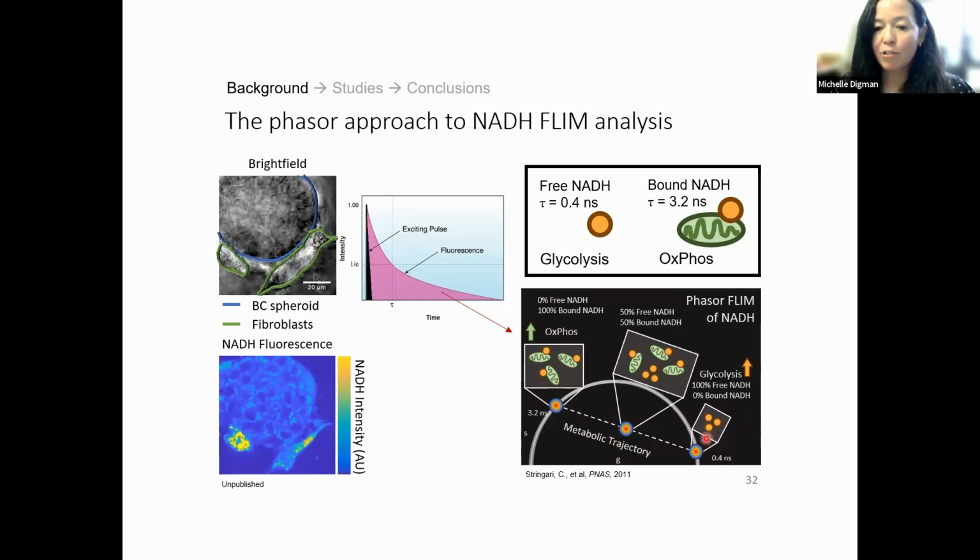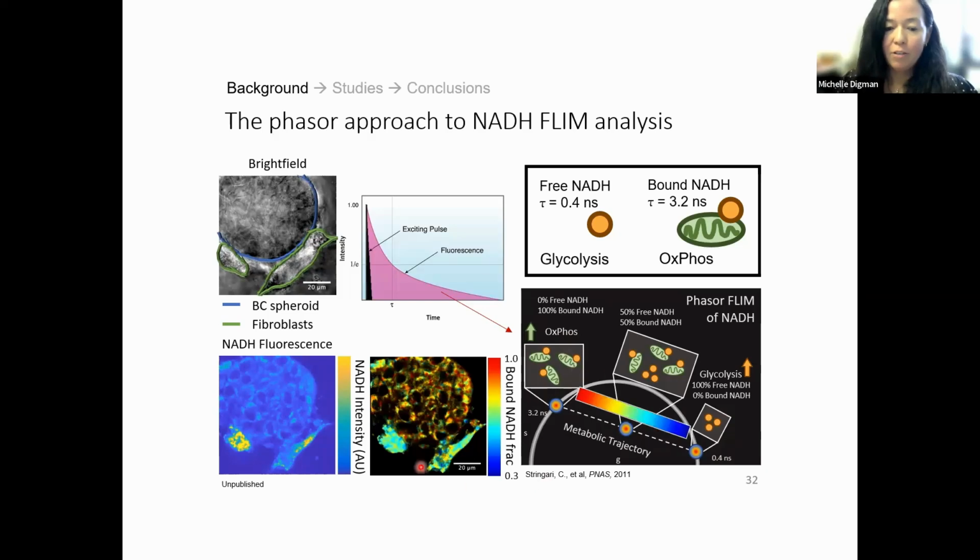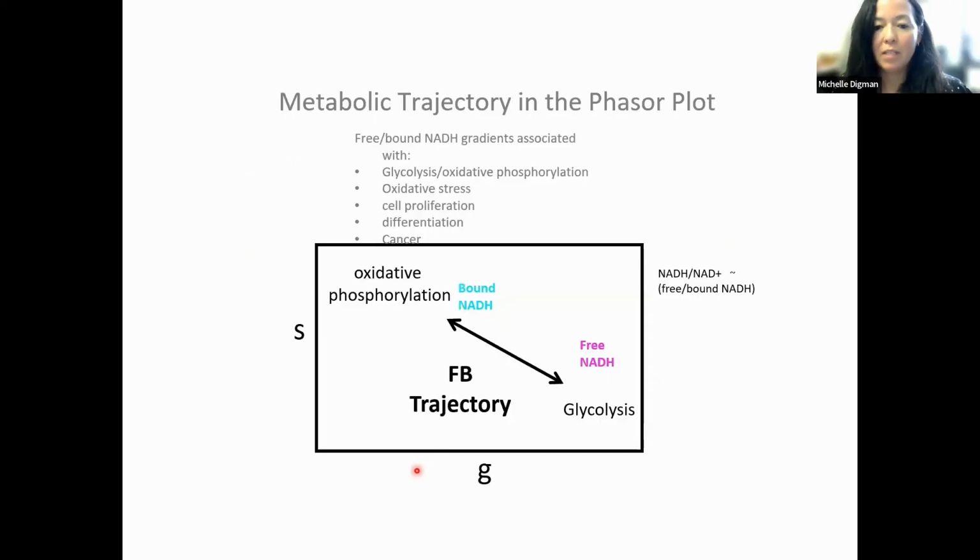And depending on whether there's more free NADH, the cells will be more glycolytic, or more bound. And you can see here the map of lifetime of NADH. Again, we didn't use any dyes. This is intrinsic autofluorescence of NADH. And you can see that these fibroblasts have a different metabolism than the breast cancer spheroid that you see here.